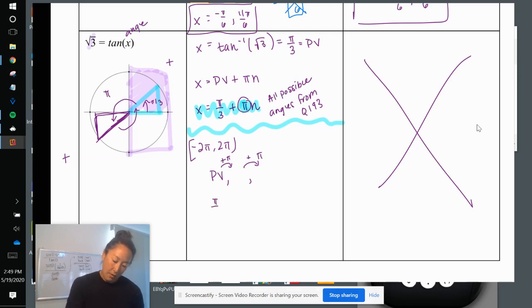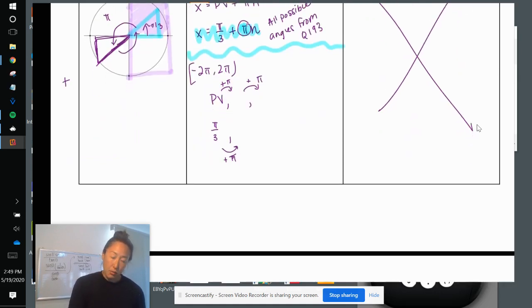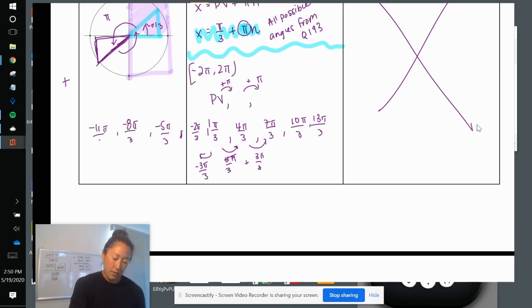So I'm going to start with pi over 3, and we're going to add pi, which is 3 over 3. So we're adding 3 over 3. So that gives me 4 pi over 3. If I add 3 over 3 again, I get 7 pi over 3. And then 10 pi over 3, 13 pi over 3. If I go backwards, we need to subtract 3 pi over 3. So subtract pi, giving us negative 2 pi over 3, negative 5 pi over 3, negative 8 pi over 3, negative 11 pi over 3. I could do this for days.